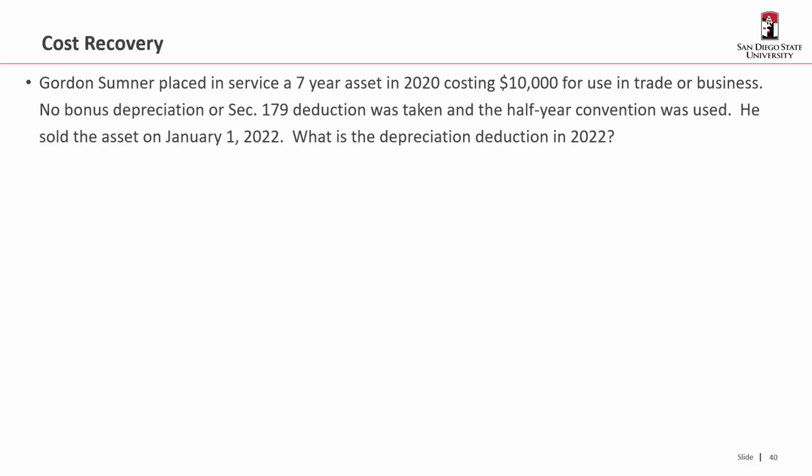So Gordon Sumner placed in service a 7-year asset in 2020, costing $10,000 for use in a trade or business. There's no bonus depreciation or 179. We'll get to those in a future video, but this segment, chapter 8.